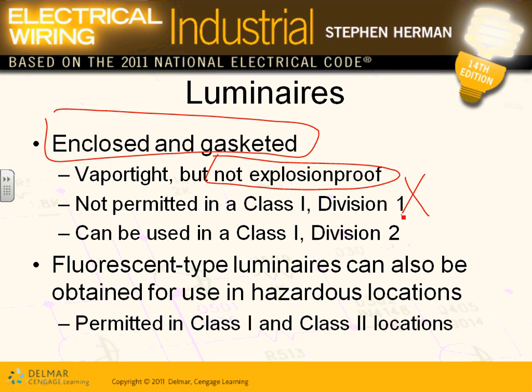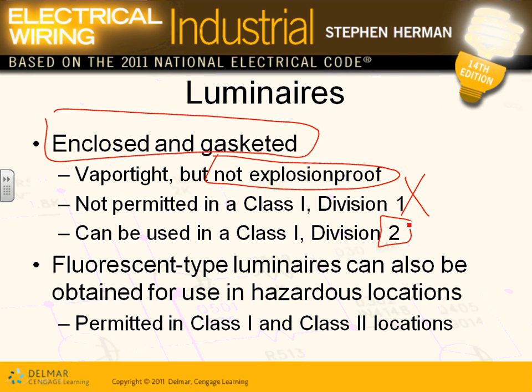But look where they can go. Class 1 Div 2. In a Class 1 Div 2, I can put them. I have a tank of gas right here. A certain area around the gas tank is a Class 1 Div 2. I can put my light above it at a certain height, and that area will be a Class 1 Div 2. I don't have to have an explosion-proof fixture. Can I get you guys to understand explosion-proof is for Class 1 Div 1 only? If it's enclosed and gasketed, it's for a Class 1 Div 2 location. That's the major part.